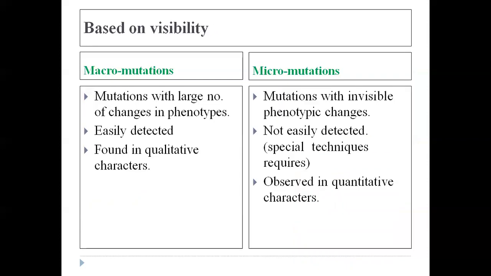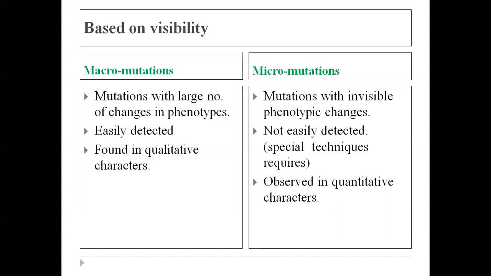Next is the classification based on visibility. Visibility means the mutation you can understand by observing or seeing. This is further categorized into macro mutations and micro mutations. So what does it mean by macro mutations? Macro mutations are those with a large number of changes in the phenotype.